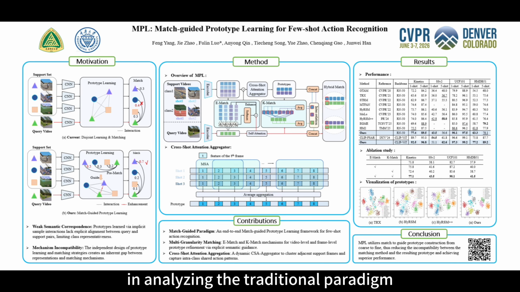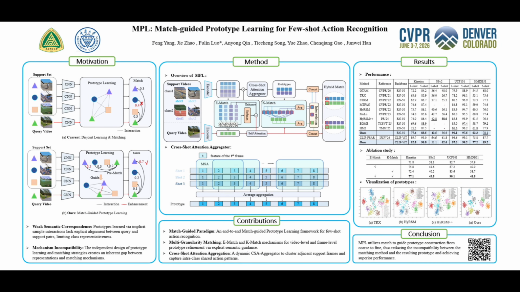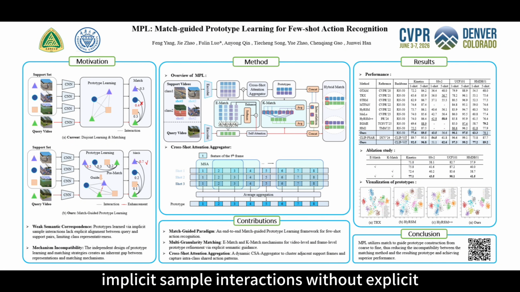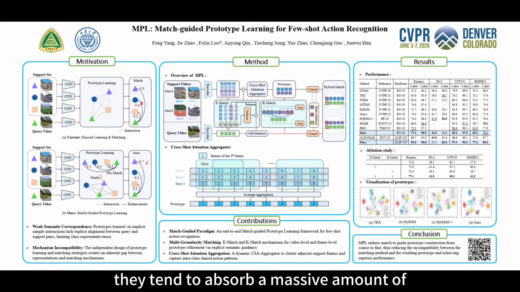In analyzing the traditional paradigm in few-shot action recognition, we identified two critical bottlenecks. The first is weak semantic correspondence. Existing prototypes are usually learned through implicit sample interactions without explicit alignment between the query and support pairs. Consequently, their class representativeness is limited. They tend to absorb a massive amount of irrelevant static background noise, leading to severe shortcut learning.